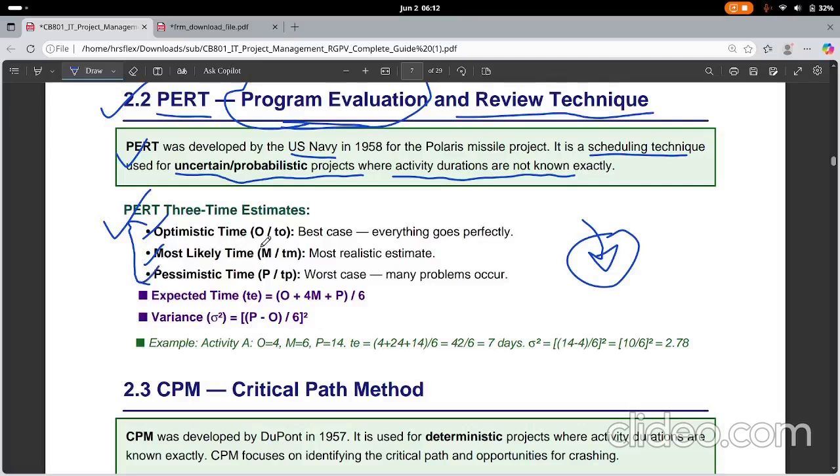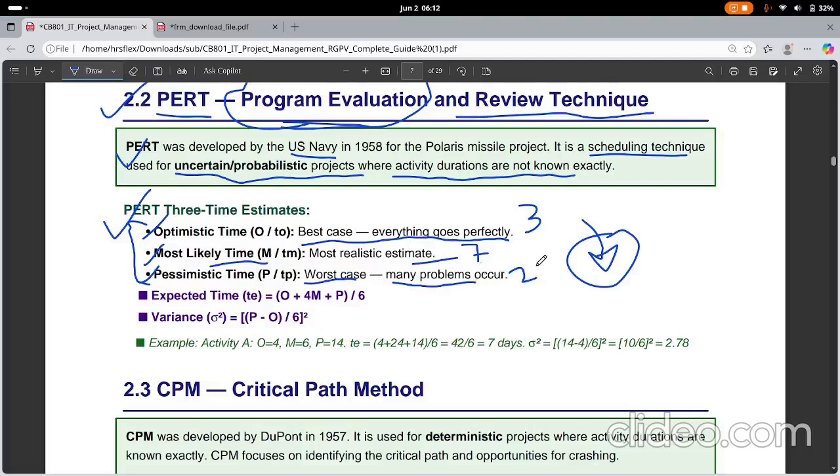Optimistic time is the best case, where everything goes perfectly. Most likely time is the most realistic estimate. For example, the best case would be 3 days, and the most realistic would be 7 days. The pessimistic time is the worst case, where many problems occur in the project. If all the problems occur, how much time will it take?